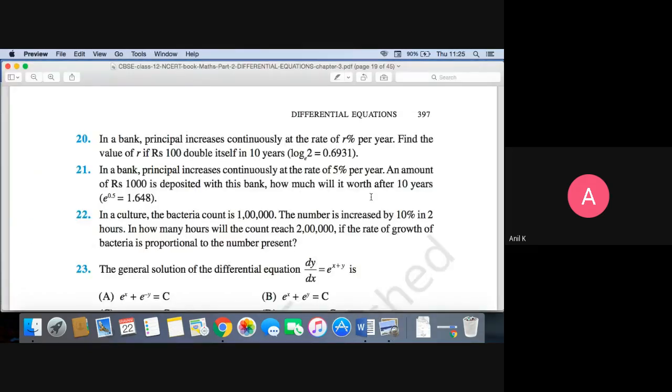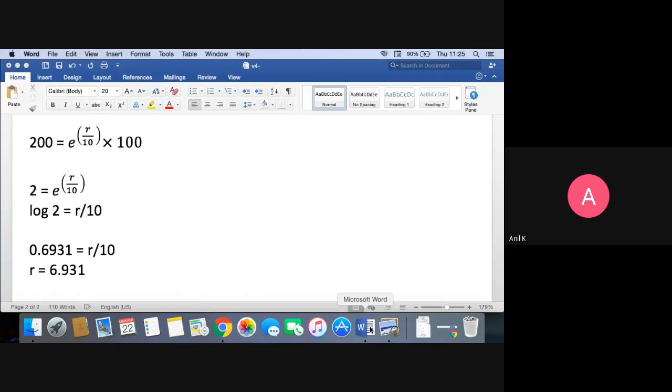Okay, that's what they ask. What is the r value? Find the value of r if 100 rupees becomes double itself after 10 years. So I got the rate of change of the principal amount as 6.931 percent, not rupees. It is a percentage, because rate of interest should be in percentage.